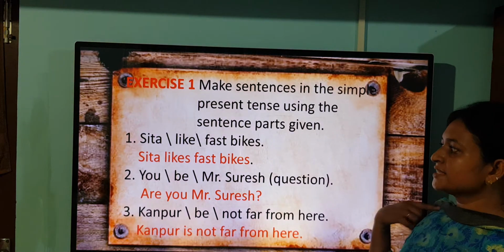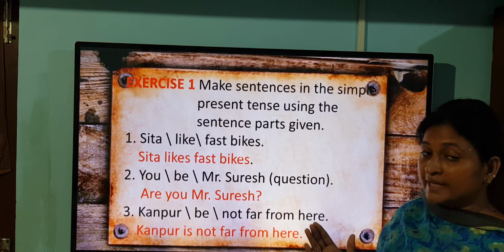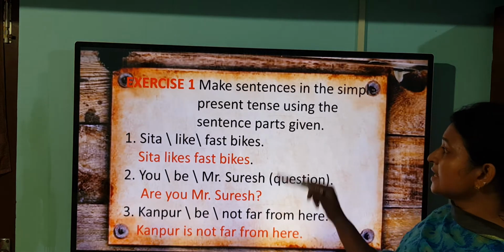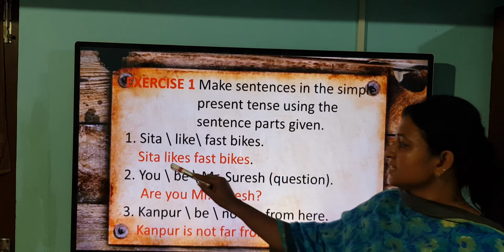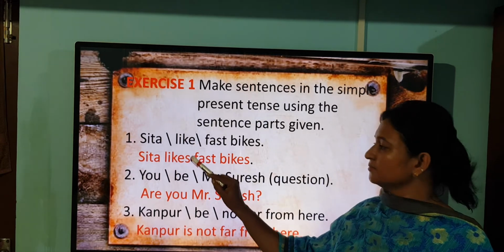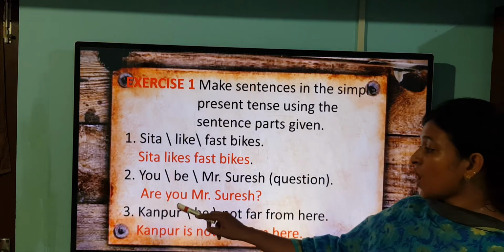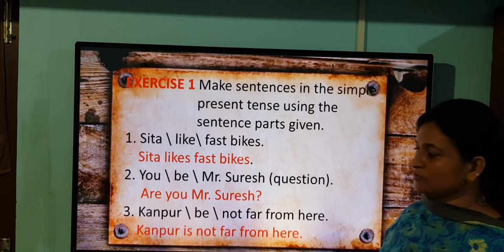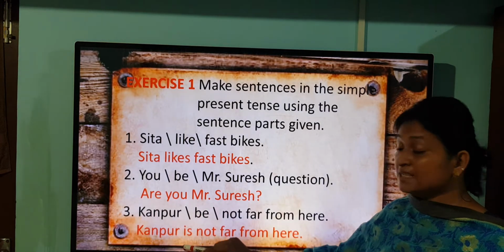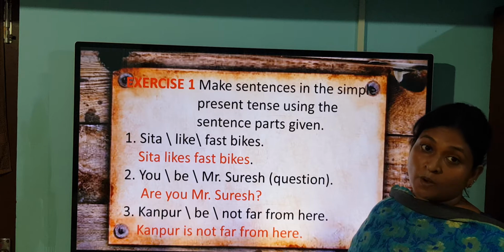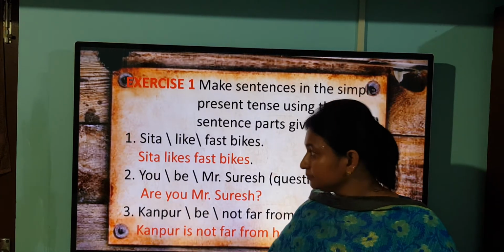Let's do this exercise. They have given you certain words. Now you have to put them in a proper order using simple present tense. Sita likes fast bikes. You be Mr. Suresh, a question you have to frame. So, are you Mr. Suresh? And a question mark. Kanpur, be form of verb. Which is a be form? Is, was, were. These are all be forms of verbs. So, Kanpur is not far from here.